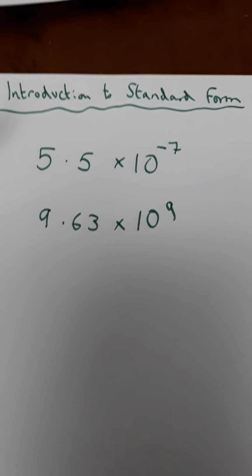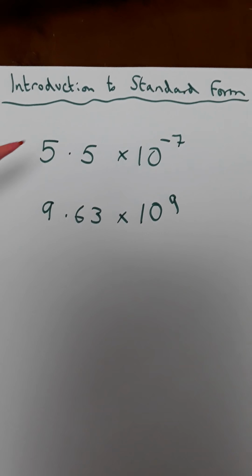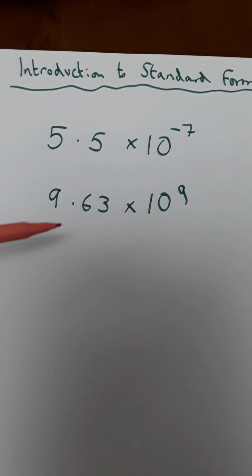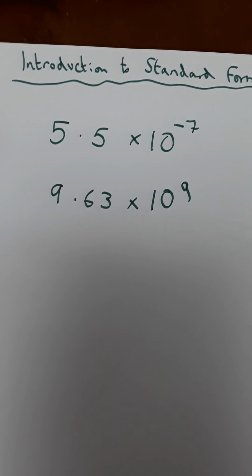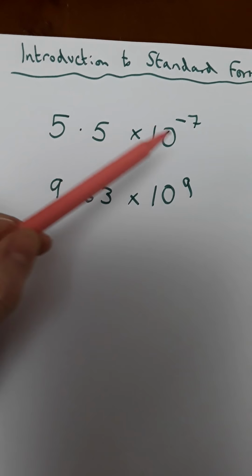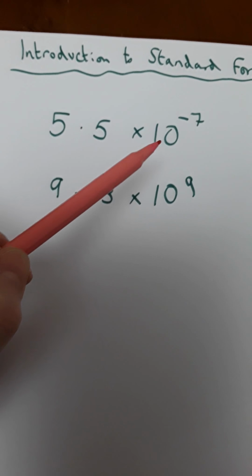So this is an introduction to standard form. Standard form is a way of writing really small numbers in a nicer way to look at them, and really large numbers in a nicer way to look at them. So you kind of understand what numbers are going on and also the size of them.